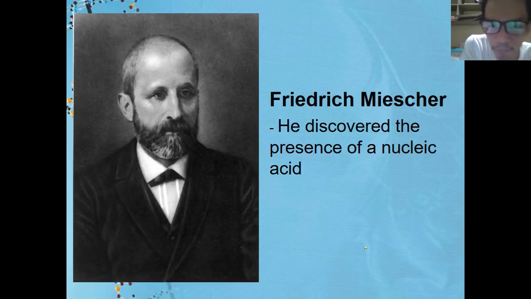Now, these are the people who studied and discovered the presence of this nucleic acid. The nucleic acid, including the DNA, was discovered by Friedrich Miescher. How about James Watson and Francis Crick? Did they discover this nucleic acid? No. They already knew that this nucleic acid is present, but they wanted to know its structure. So basically, they discovered the structure of it. But Friedrich Miescher is the one who discovered the presence of this nucleic acid in all organisms.